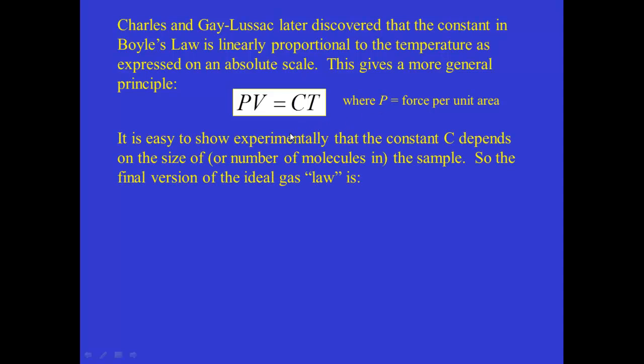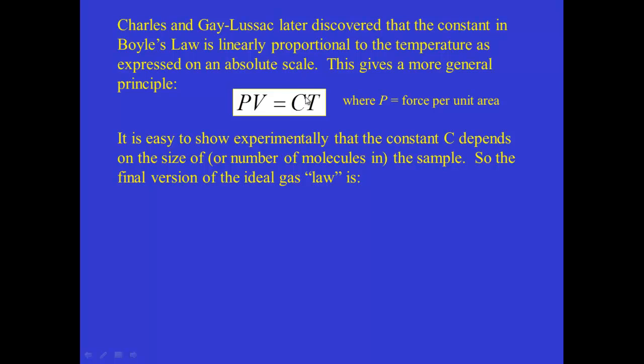Volume is pretty straightforward. And experimentally, what other people who came later figured out was that this constant C depends on how much of the sample there is. So if you have a small sample with relatively few gas molecules, you have a small C.